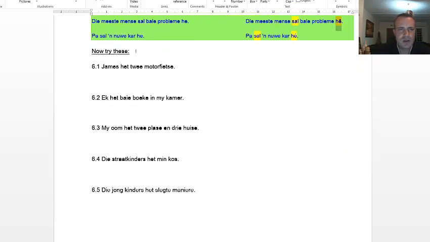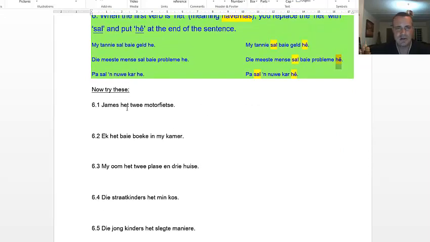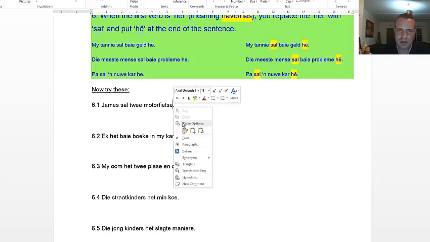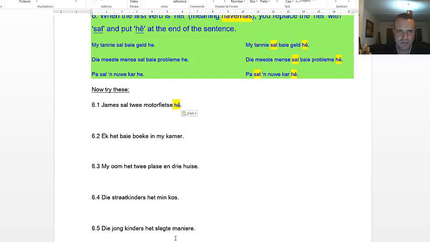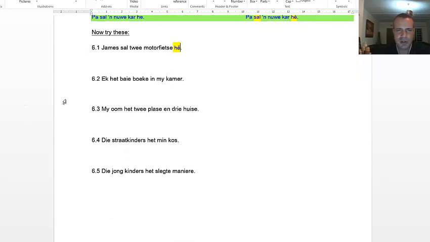Okay, so James het 2 motorfietsen. James has, have or has, okay, so it has 2 motorbikes. What do we do? You will have, and put a hê at the end of the sentence. Ek het baie boeke in my kamer. I have a lot of books in my room. No, I will have a lot of books, and put a hê at the end. My oom het 2 plase en 3 huise. My uncle has 2 farms and 3 houses.